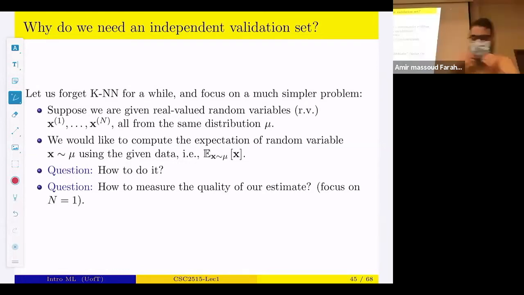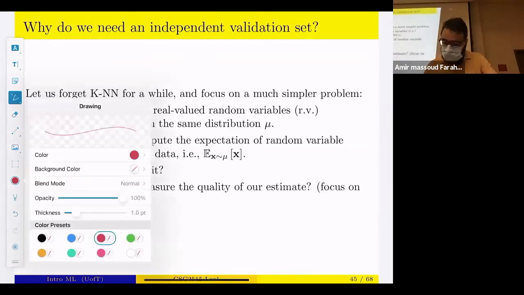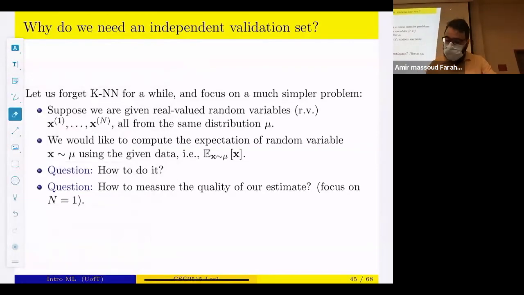Okay, so this might actually be a better slide to have first, but I didn't want to change the flow of talking about KNN and machine learning algorithm. But this may give you a little bit more intuition or a different perspective on talking about validation, training set and validation. So let's forget about KNN.